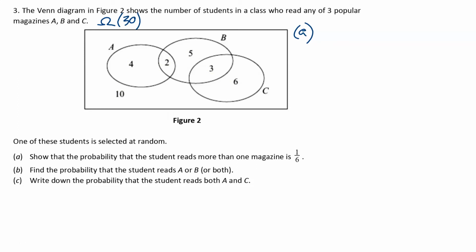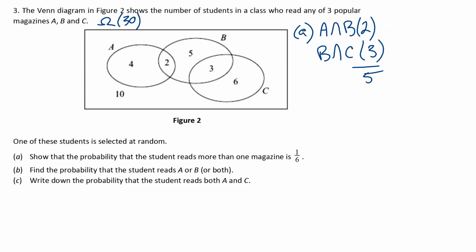In order to find the probability that somebody reads 2 magazines, we're looking for the intersections of magazines in the Venn diagram. At the moment, we're just looking at the number of students that read 2 magazines. So we're looking at A intersection B, and the number of students there is 2. The number of students who read both B and C is 3. So the total number of students who read 2 magazines is 5.